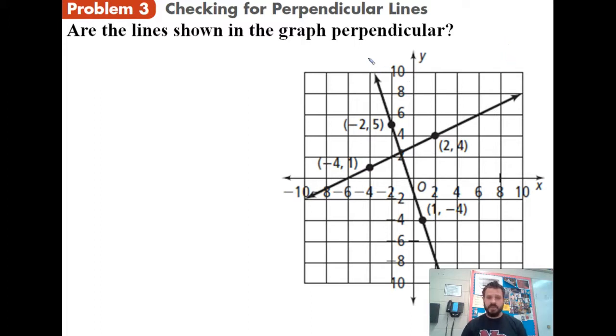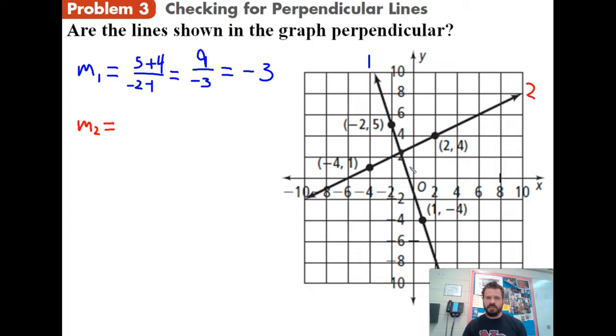So let's find these two slopes. I'm going to say that this line right here is line 1. So m sub 1 is equal to y minus y, we can say 5 minus a negative 4, so 5 plus 4, over x minus x in the same order, negative 2 minus 1. So in other words, we have a 9 over negative 3, which would give me a negative 3 for a slope. And then for m2, this is our line 2, we have again y minus y, so we can say 1 minus 4.